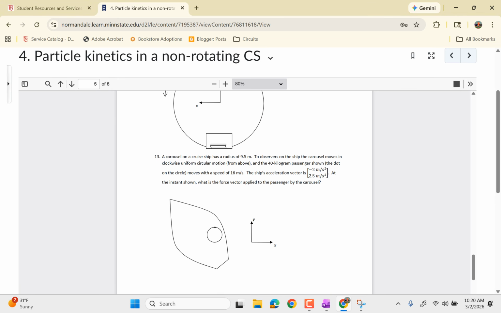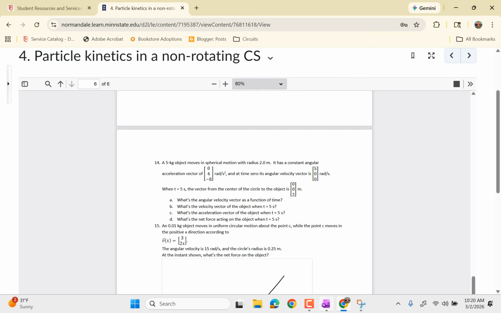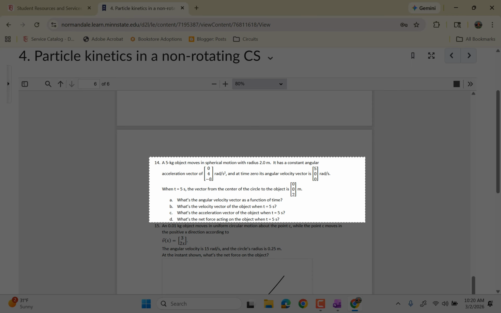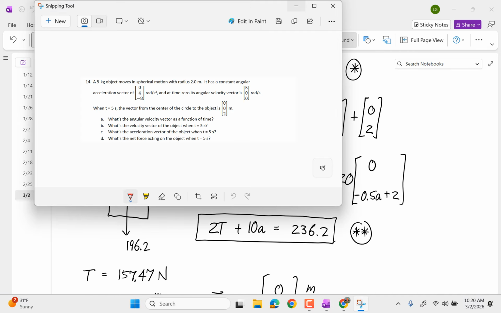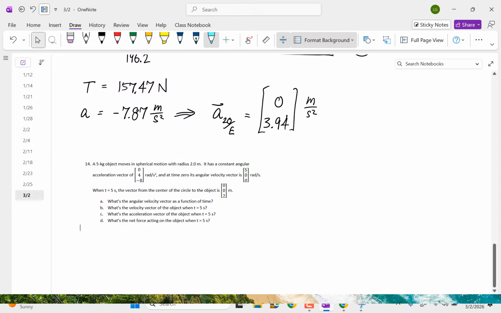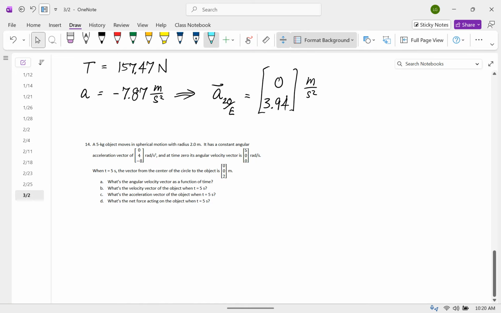Okay, so now 14. So we have a 5 kilogram object moving in spherical motion with a radius of 2. We've done more circular motion than spherical, but mathematically it works all the same. It's just the cross products can have more than one non-zero component. It has a constant angular acceleration, and at time 0, its angular velocity is this.